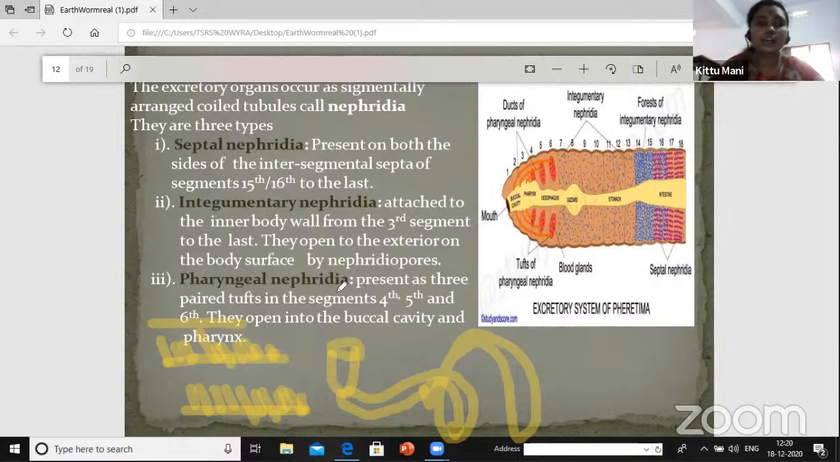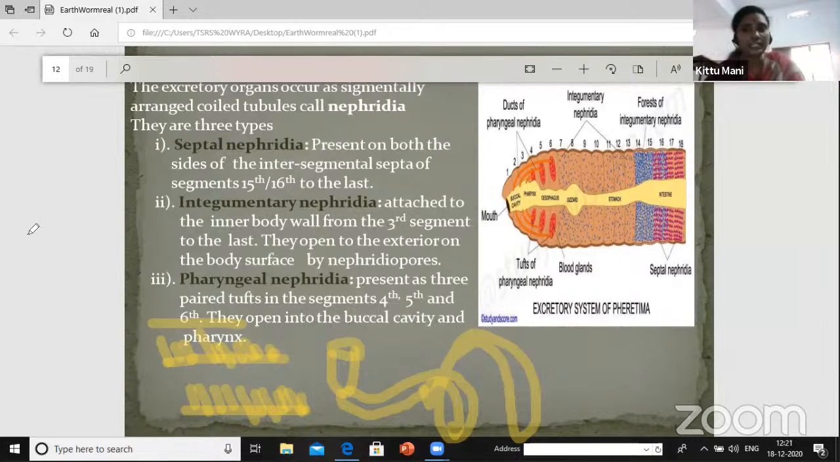Next, the pharyngeal nephridia. They are present as 3 paired ducts in the 4th, 5th and 6th segments. Here we observe these orange colored tubes and red colored coils. All of you look into this picture: 4th, 5th and 6th. They open into the buccal cavity and pharynx, which means the pharyngeal nephridia open into the gut region.